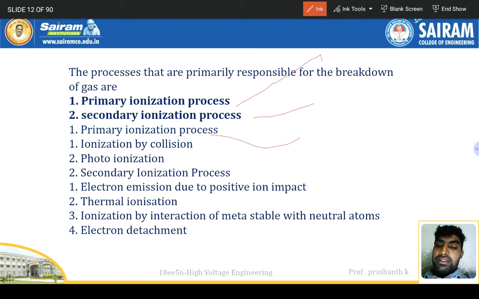Secondary ionization process: primary is a direct ionization process, but secondary has reverse reactions. Electron emission due to positive ion impact, that is emission of electrons by the metal surface or different types of materials. Thermal ionization, where heat is applied to conduct the process. Ionization by interaction of metastable and neutral atoms, and electron detachment.